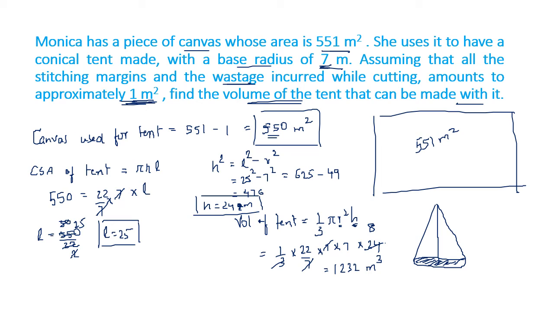So now we did the sum. From the 551, we subtracted the 1, which is the wastage. The base we saw 7. Yes, so we first found out the L. Because we know the CSA, we found out the L, 25 meter. From the L, we calculated the H, because in the formula of volume, we need the H.